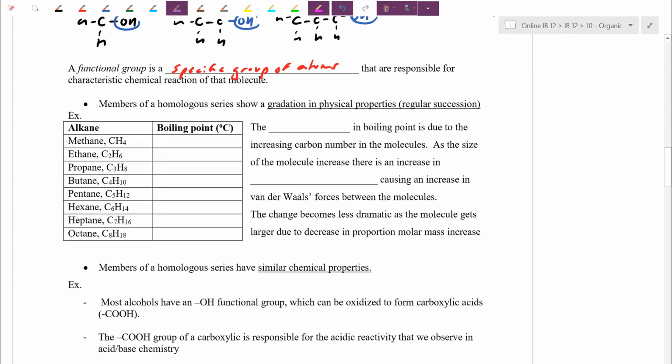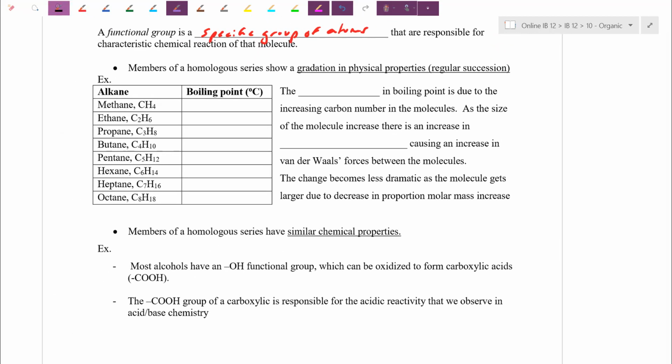What else do we know about homologous series here? As these chains steadily get longer and longer, they're going to show a small gradient in terms of their physical properties. It's a very regular succession. So let me give you some numbers if I just quote the boiling points. Methane, negative 164, negative 89 for ethane, propane is negative 42, butane is negative 0.5.